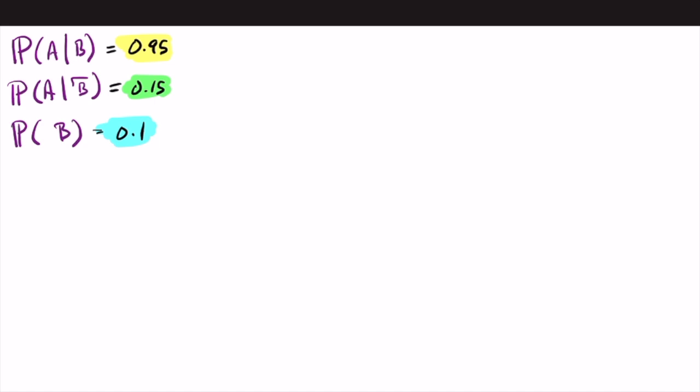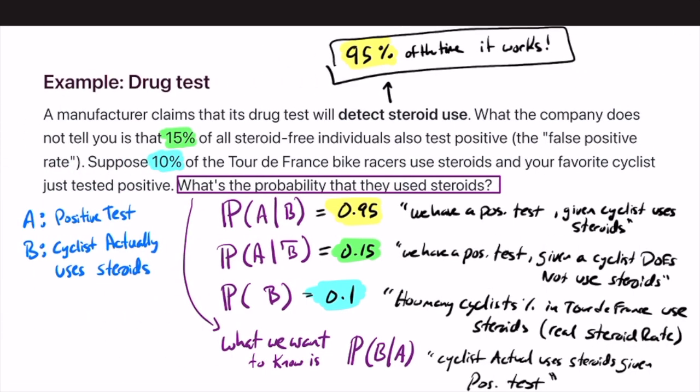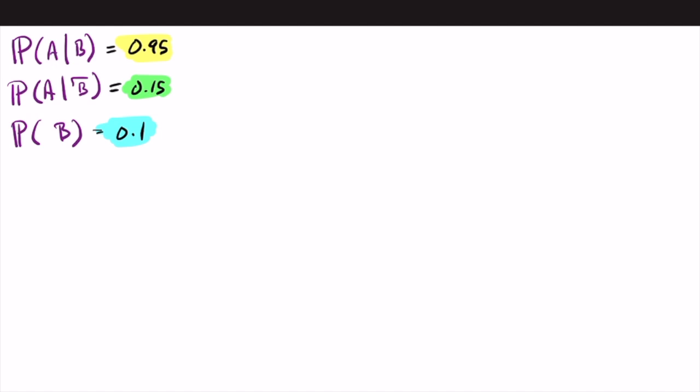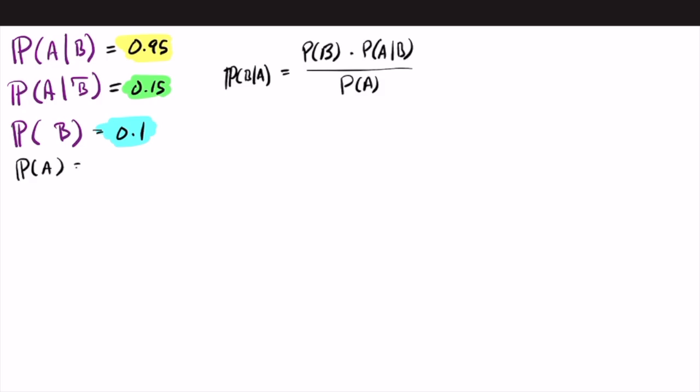So we start by writing down what our goal was. That's the probability of B given A. The probability of B given A is what we're after. So let's use Bayes' rule. This is the probability of B times the probability of A given B over the probability of A. And the probability of A, we don't know.